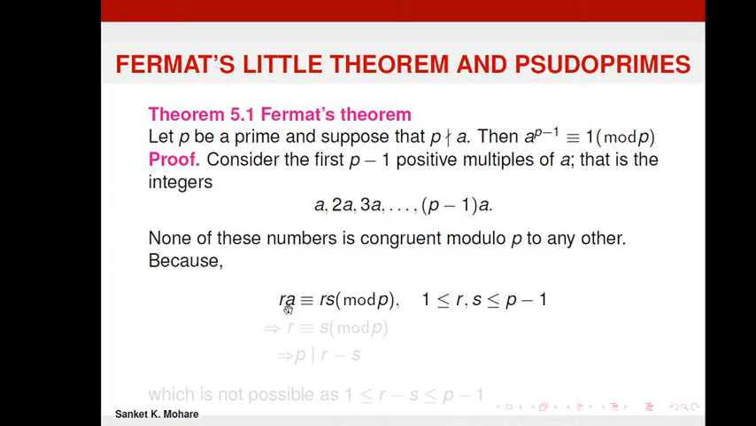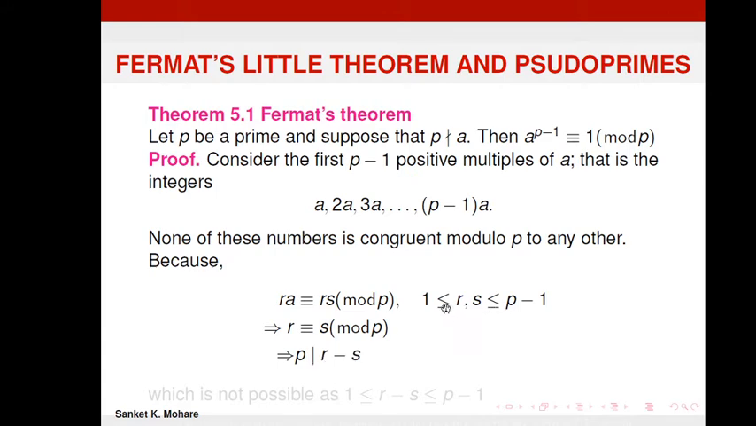So here we suppose ra is congruent to sa modulo p. This implies r is congruent to s modulo p. This is not r, here it is sa modulo p. So this implies r is congruent to s modulo p. And by definition of congruence, p divides r minus s, but this is not possible.